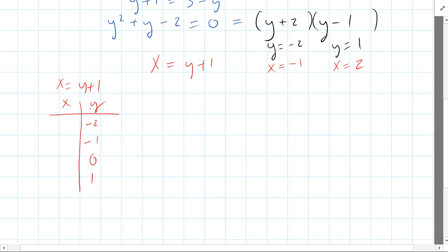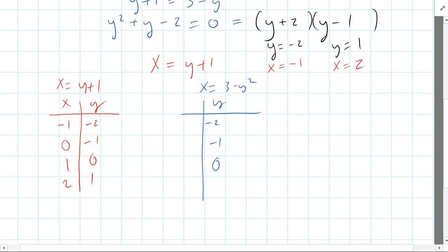Then am I going to plug it into this equation? I already got this one. If I plug in negative 2, I get negative 1, yes? Plug in negative 1, I get 0. Plug in 0, I get 1. Plug in 1, I get 2. Right? Then I'm going to do the other one. This is x is equal to 3 minus y squared. Plugging in the y's, because I have the y's. Why? Because I have them. So I have negative 2, negative 1, 0, and 1.